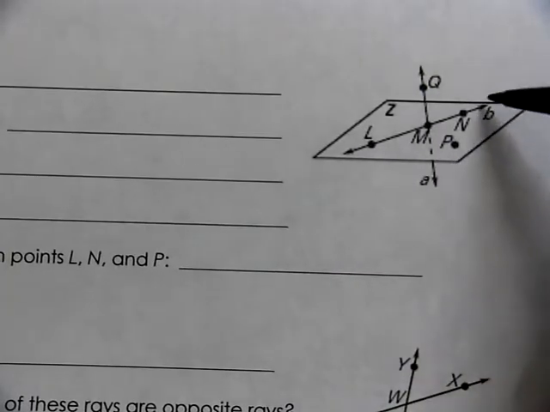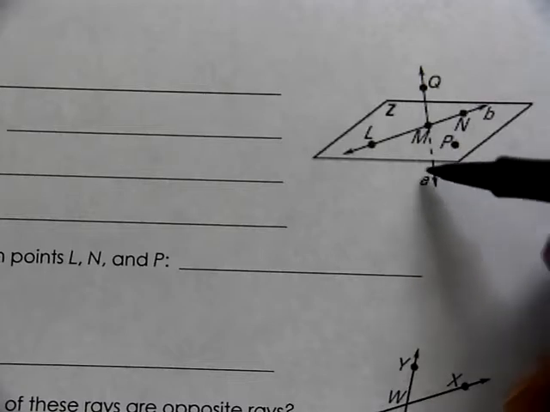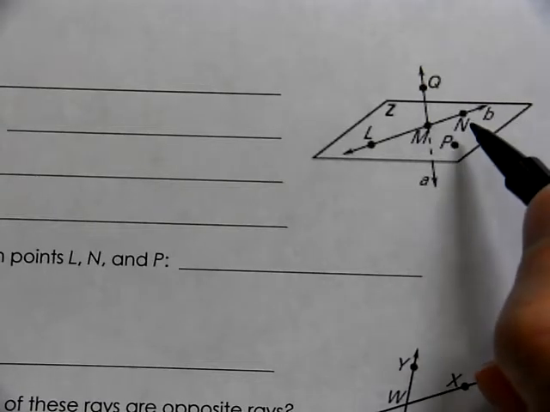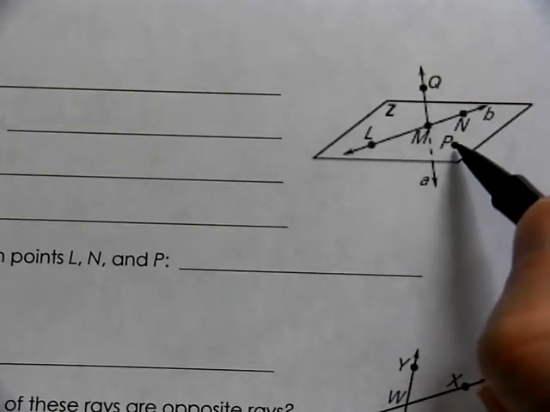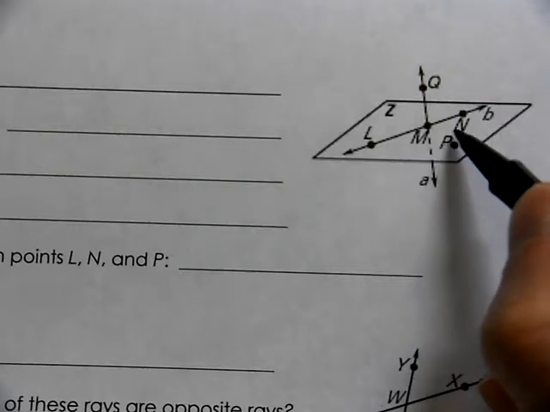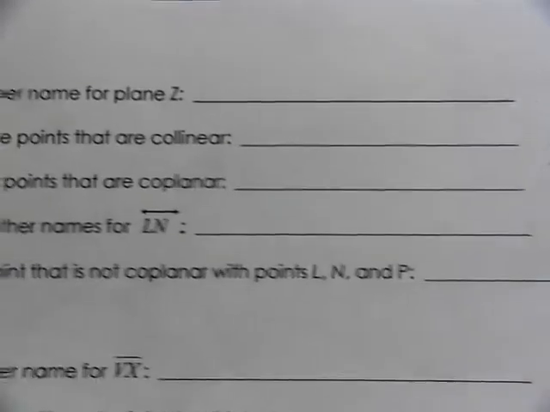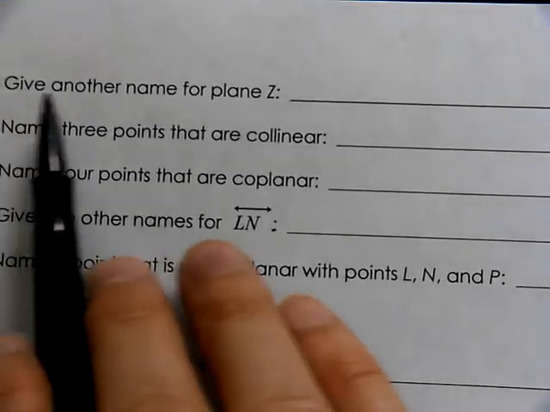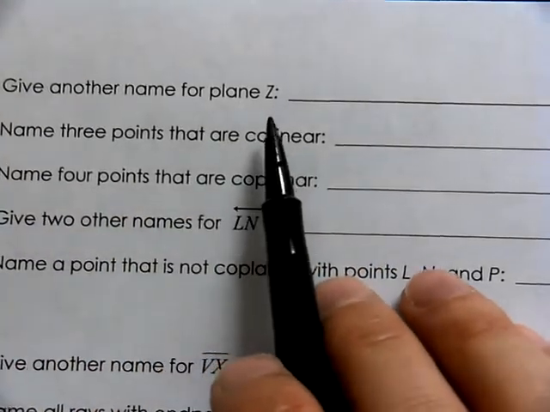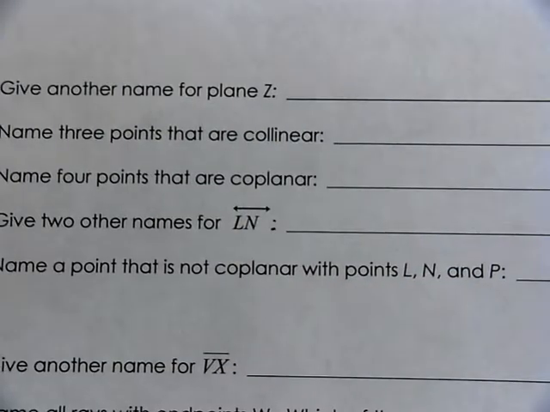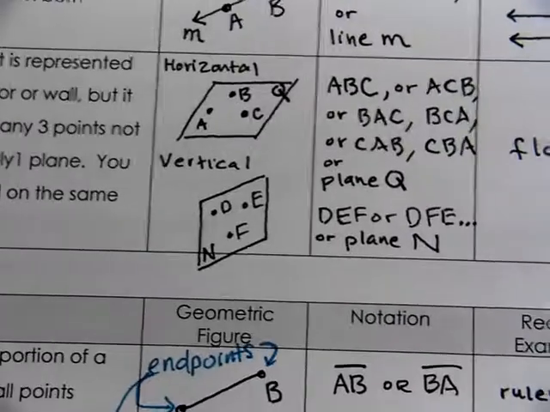We have some points on each of the lines. We have some lowercase letters at the ends of each line. And then also we have this point P, which is not on the line, it's just floating somewhere within the plane itself. So the first thing we're looking at doing is to give another name for plane Z. Now if you forget how to do that, you go back to your vocabulary page, look for planes, look to see how we named planes.